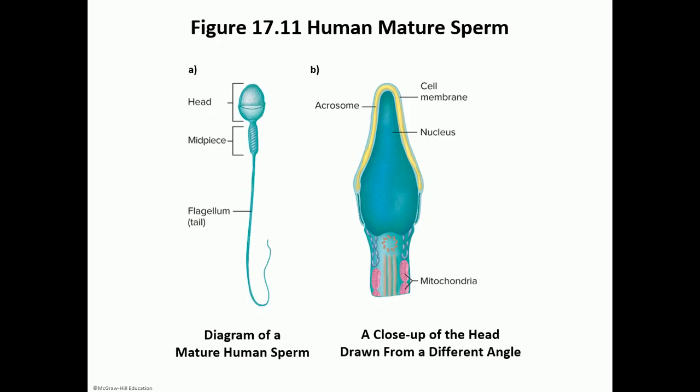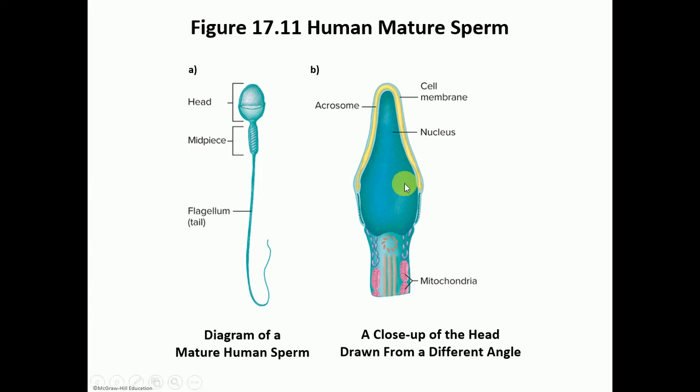This is what a human mature sperm looks like. So there's the head and a midpiece and the tail. The tail is known as the flagellum, and it's there to help with the swimming process. If you take a closer look at the head, which we'll do right over here, so close up of the head of the sperm, that's where the genetic material is. So you'll find the nucleus here, the 23 chromosomes.